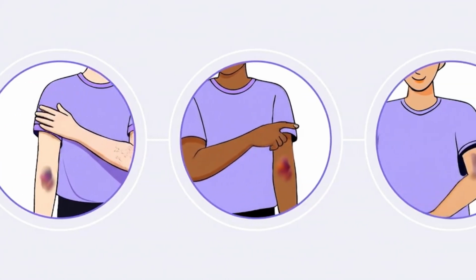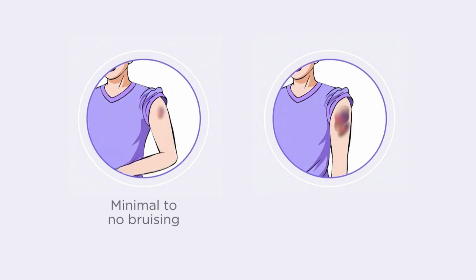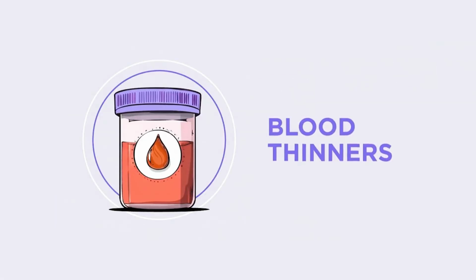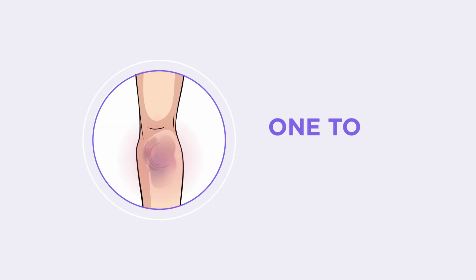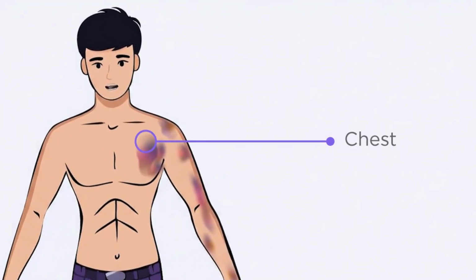Bruising will vary quite a bit from person to person. Some people will have minimal to no bruising and others will have a lot, especially if they have been on blood thinners. Bruising may take up to 1 to 2 weeks to develop. Shoulder version. It has a tendency to follow gravity and extend down to the chest, arm, and elbow.